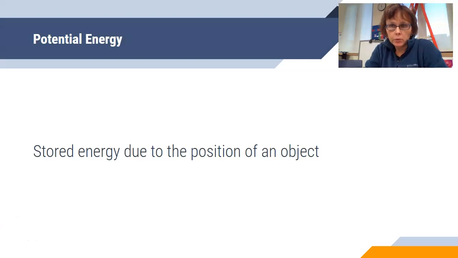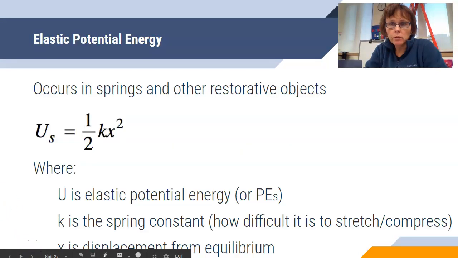As we've talked before, potential energy is a stored energy due to the position of the system, the object, and we talked about the gravitational potential energy. However, there is another type of potential energy, which is called elastic potential energy. It occurs in springs and other restorative objects, such as rubber bands. We'll mostly deal with springs in this course.